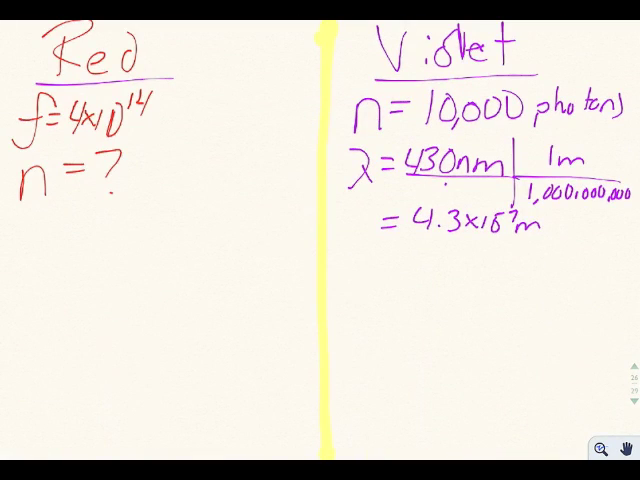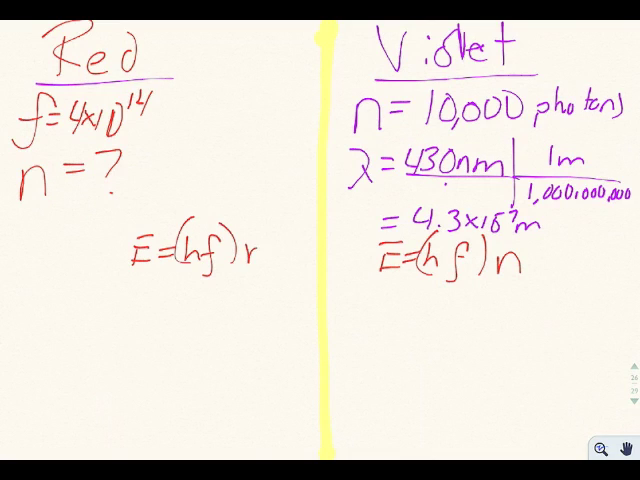So I can do E equals HF and E equals HF. But remember, the E equals HF formula is for one photon. Now I'm going to say I've got more than one photon. So I've got to add this N term here, multiply what each photon is by the number of photons that I have.